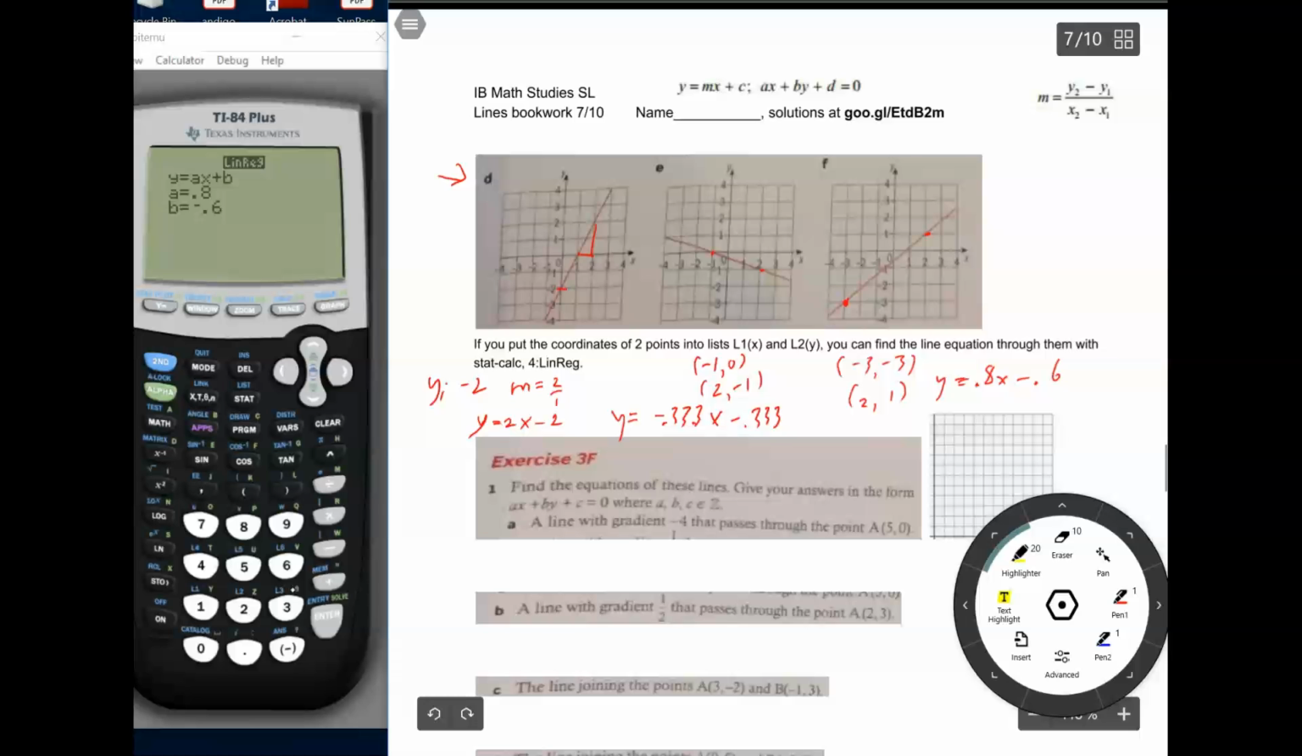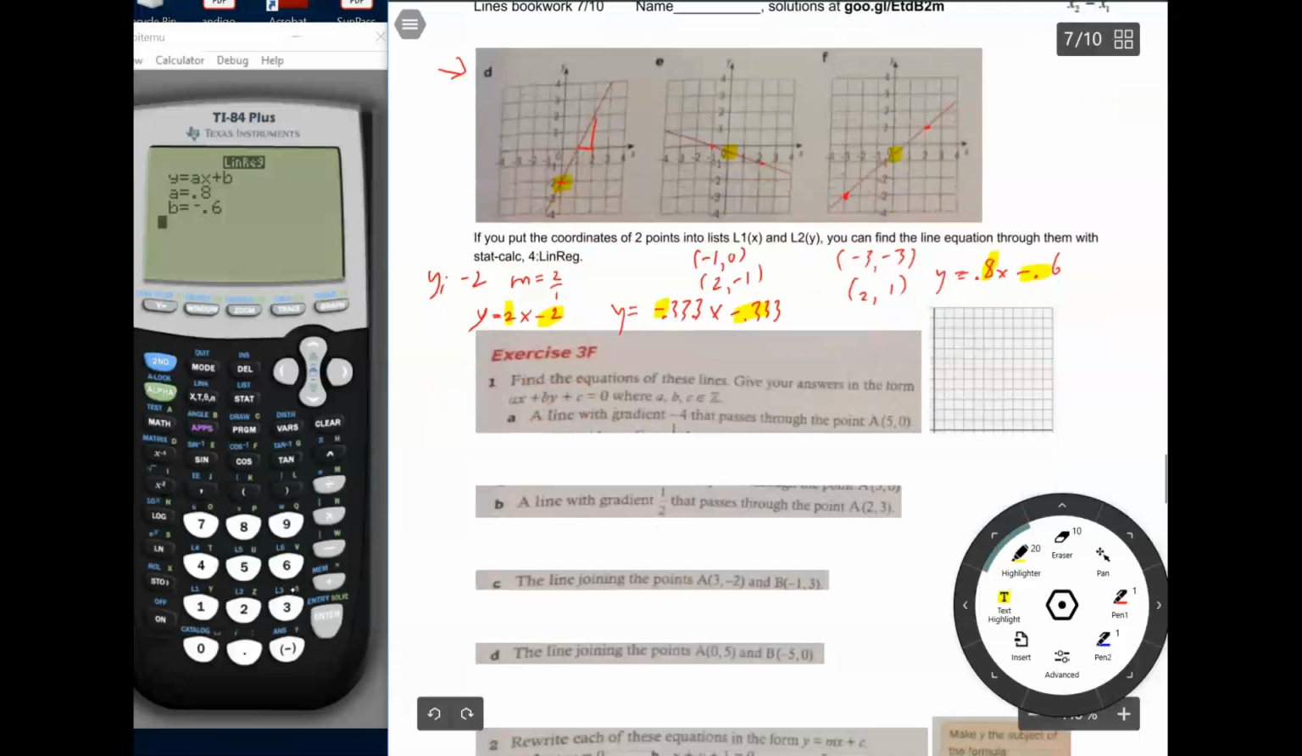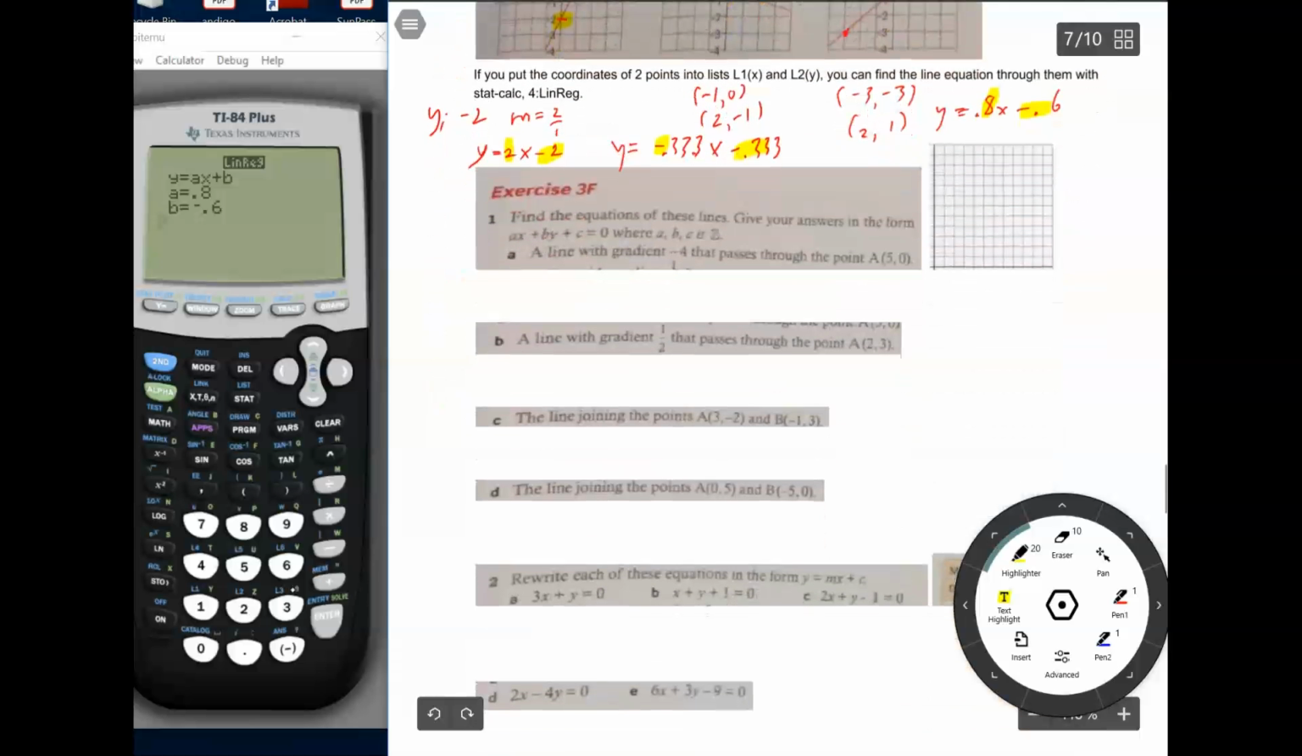You can do a quick check to make sure that all your slopes are in the right direction. This one's going up, so it's positive. This one's going down, so it's negative. And this one's going up, so it's positive. You can also make sure that your y-intercepts are about right. -2, yeah, that looks like about -2. This looks like it's between 0 and -1. Yeah, that's right. And this one also looks like it's between 0 and -1. Yeah, that's right. So just because you do it with the calculator doesn't mean you can't use your knowledge of lines to confirm your answers.